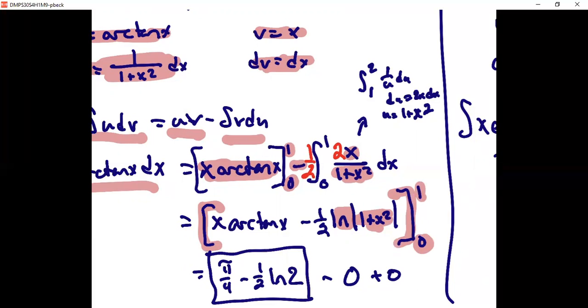And 1 times the arctangent of 1 minus 1/2 times the natural log of 2 gives me the pi over 4 minus 1/2 natural log of 2. 0 times the arctangent of 0 is 0, and the natural log of 1 is 0. So that's where those are just 0. We get our answer of pi over 4 minus 1/2 natural log of 2.